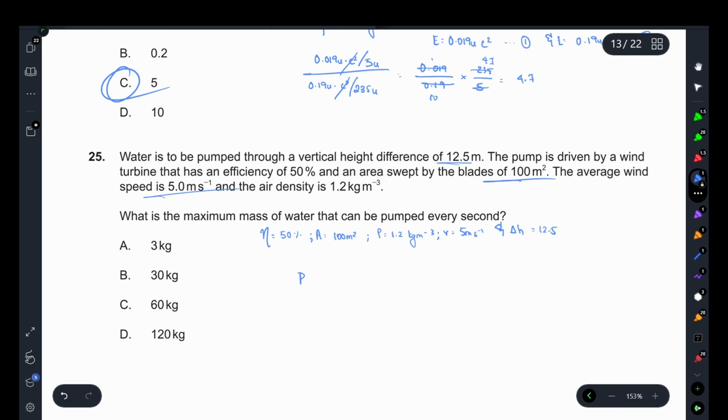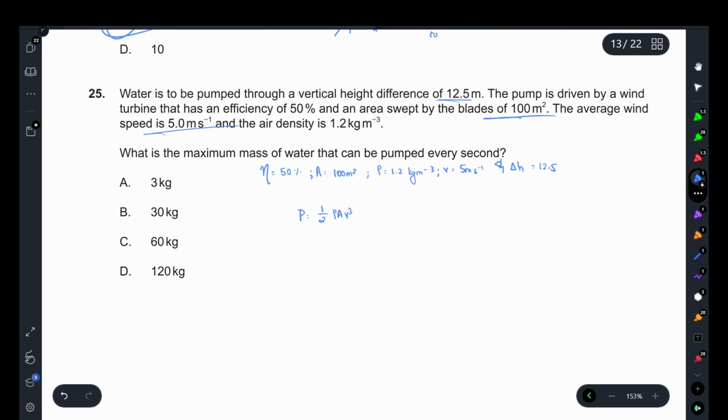This means that your power in a wind turbine is half rho A v cubed. This is from the data booklet, guys, so you can use it straight from there. But since you have an efficiency of 50%, you can multiply it by your efficiency constant. Here I'm just using the Greek letter eta, I believe, but it just looks fancy, doesn't it?